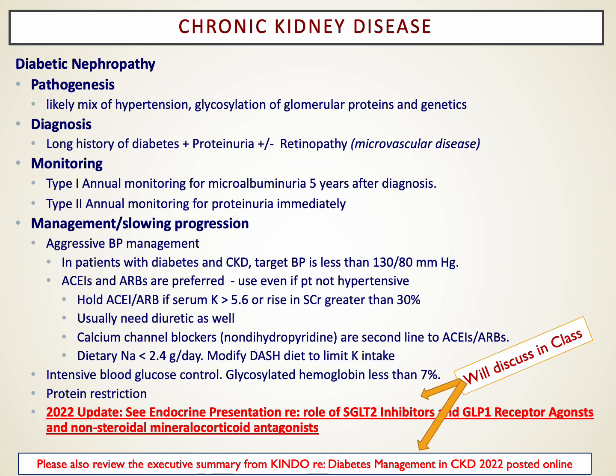We also look at ideally using an ACE or an ARB, even if the patient is not hypertensive, to reduce the risk for microalbuminuria, and it's also important to get the best glycemic control we can safely. Shoot for a glycosylated hemoglobin less than 7%. For the subset of patients at high risk for hypoglycemia, maybe we have to live with a glycosylated hemoglobin of less than 8%, but we do the best we can.